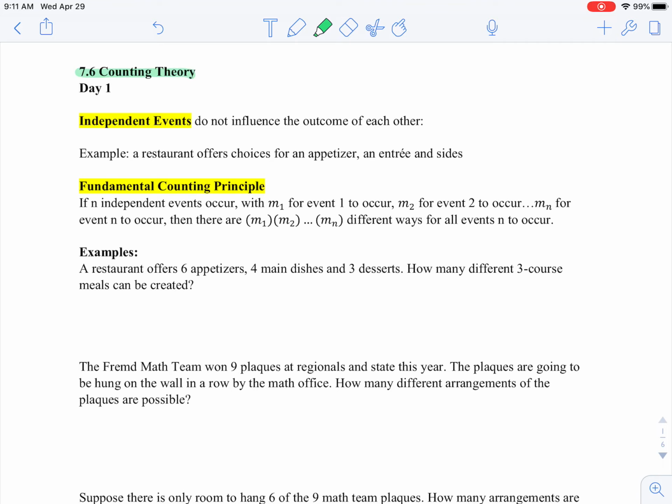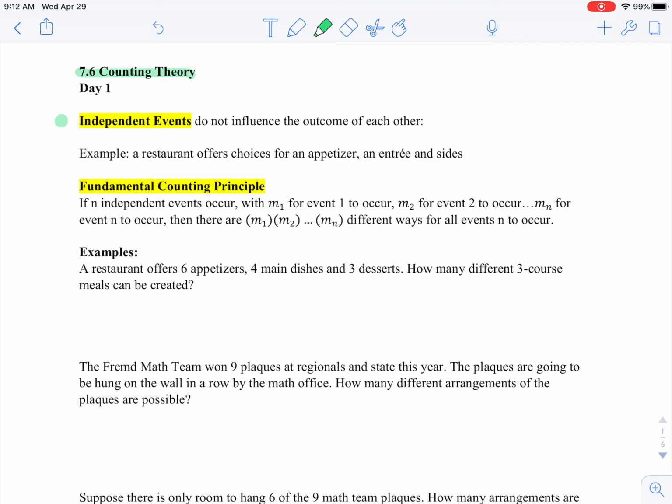Okay, so today we're going to start 7.6, which is counting theory. And this is day 1, and there will be 3 days of these notes mixed up with practice in between each day. Counting theory gets into kind of what we do with statistics. We're going to have some permutations, combinations. We're going to talk about something called the fundamental counting principle as well.